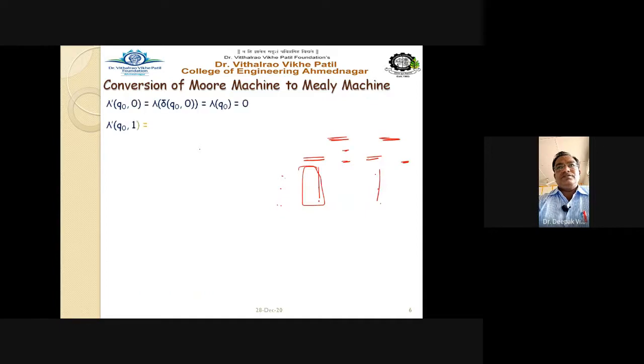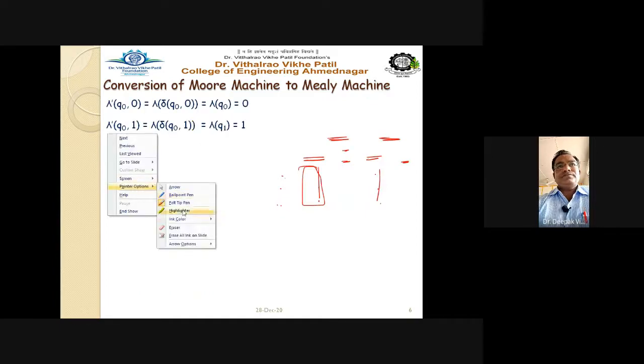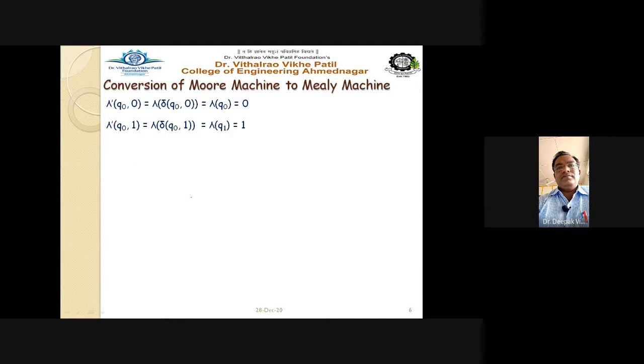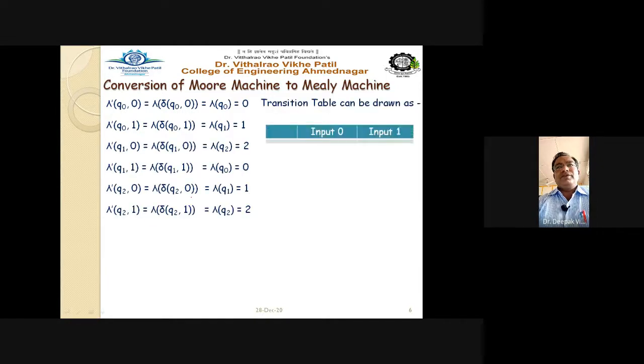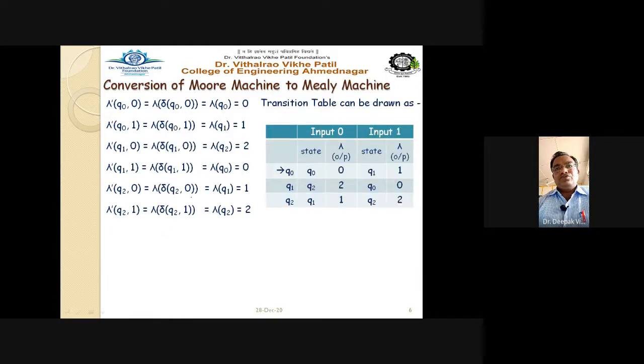So this is the shortcut method. See here, these are the values. So for input 0, you just copy the states from the given Moore machine table. In case of input 1, the state values Q1, Q0, Q2, you have copied. Now these output values, 0, 1, 1, 0, 2, these are the 6 values which we have calculated just now.